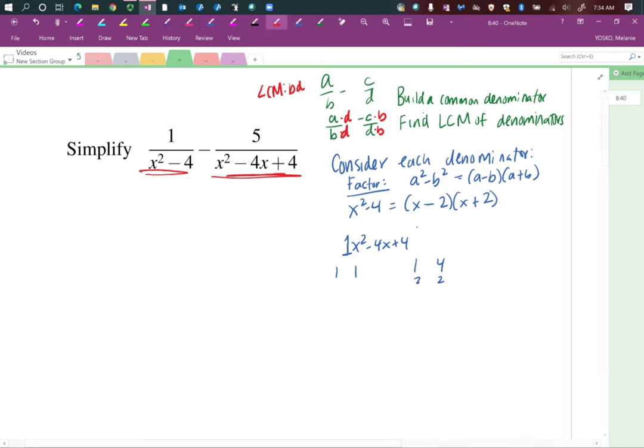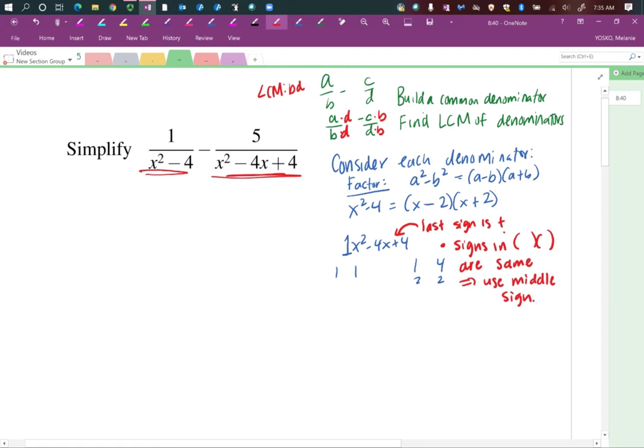I want to point out a couple of things. The last sign is positive. Positive. It tells us a couple of things. It tells us, first off, that signs in the parentheses when we factor are going to be the same. Not only are they the same, but we're going to use the middle sign. So in our example here, they're both going to be minuses because the middle sign is negative. Okay. They also tell us the last sign is positive, that we will add to get the middle term. Since the lead coefficient is 1, this is actually a little bit easier to factor. You factor this.